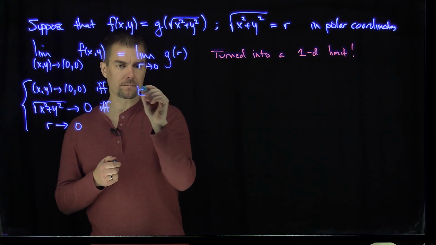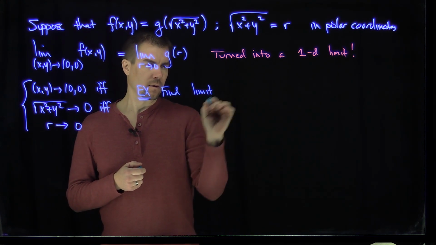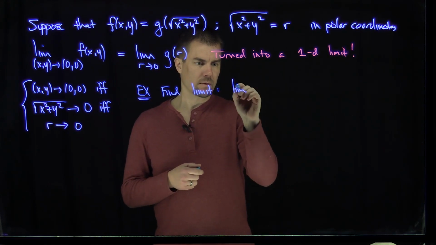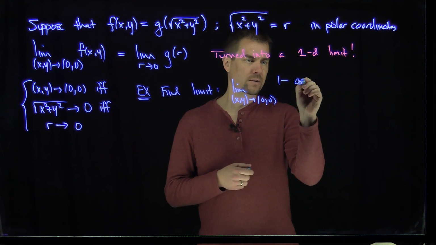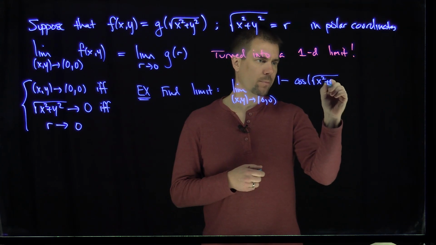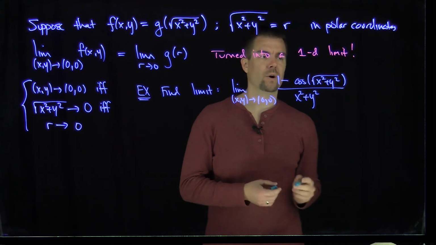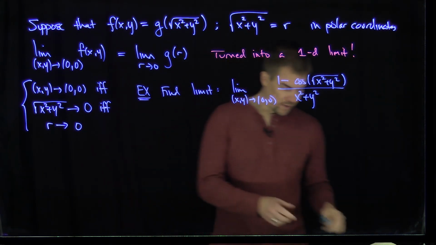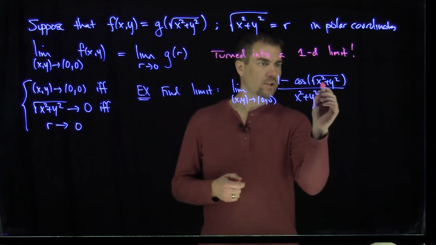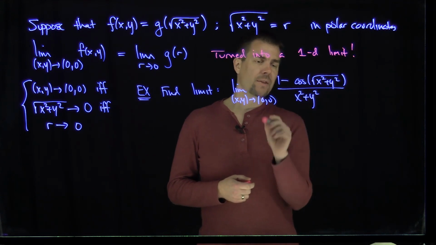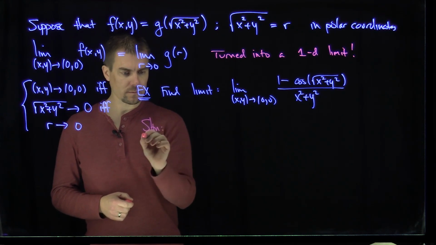So here's one example. Let's find the limit as (x, y) goes to (0, 0) of 1 minus the cosine of the square root of x squared plus y squared, over x squared plus y squared. I'm trying to make it very transparent here. So let's do it. We can rewrite this limit in polar coordinates because the term square root of x squared plus y squared is just straight up r, and the term in the denominator is r squared.